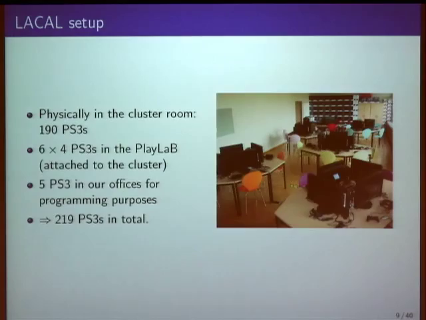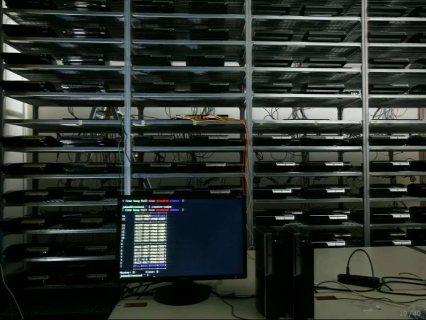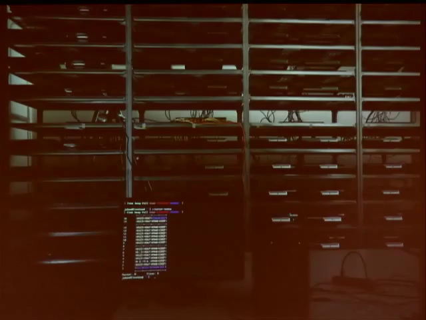There are four PlayStations per table, and we have six tables. And then we have five PlayStations scattered around our offices to debug our code. So in total, we have 219 PlayStation 3s. And to show you another nice picture, this is how our PlayStation cluster looks. So you see it has a whole bunch of shelves, and on each one of these subshelves, there are four PlayStations located, not directly, but in this zigzag motion because the heat is dispensed from this side, so that the heat doesn't blow directly in the face of the one in the back, otherwise it will get immediately overheated.